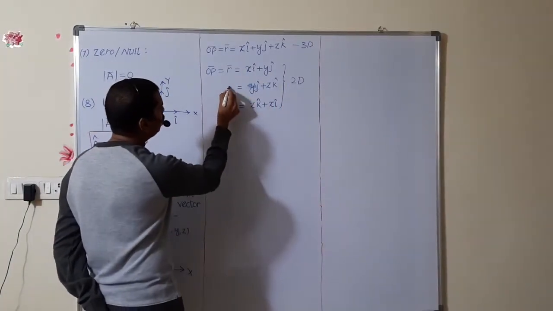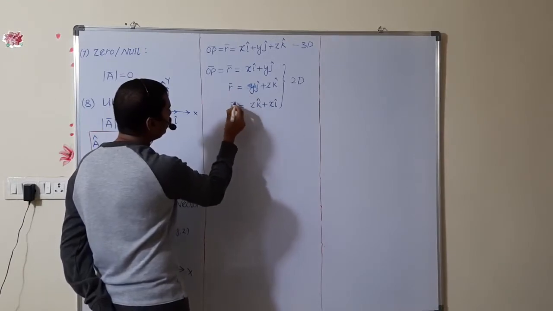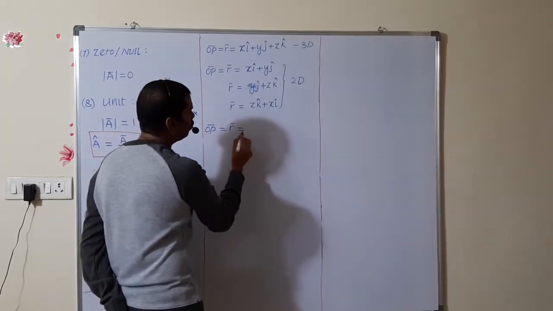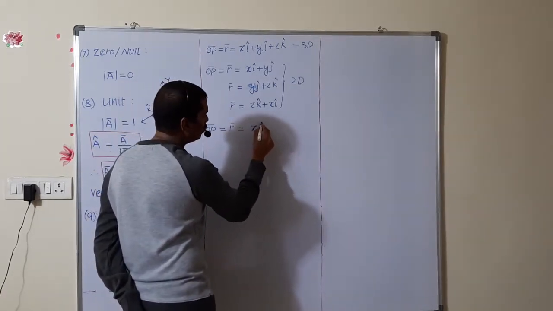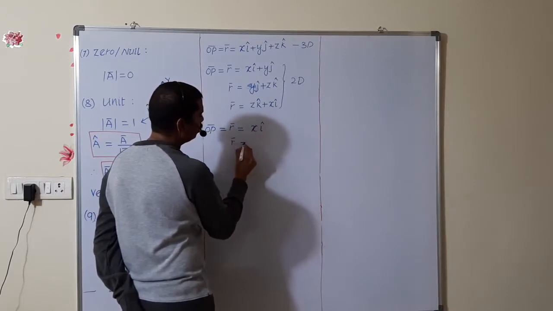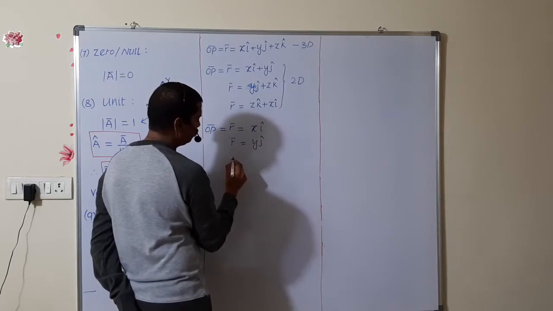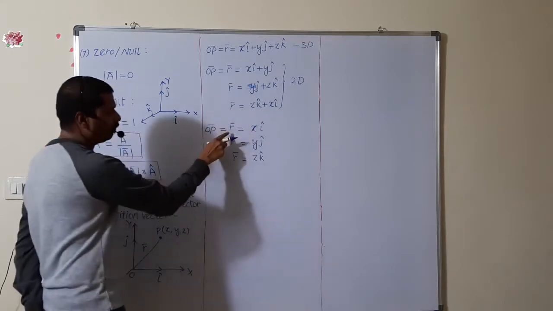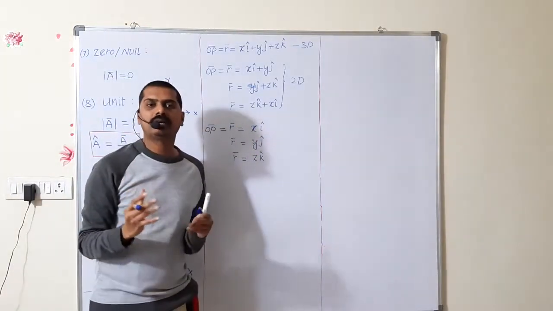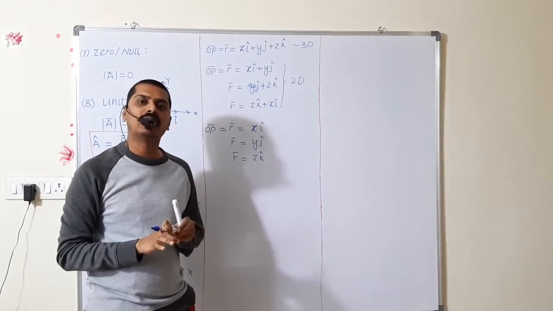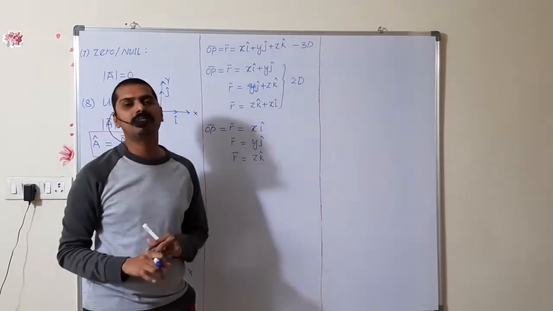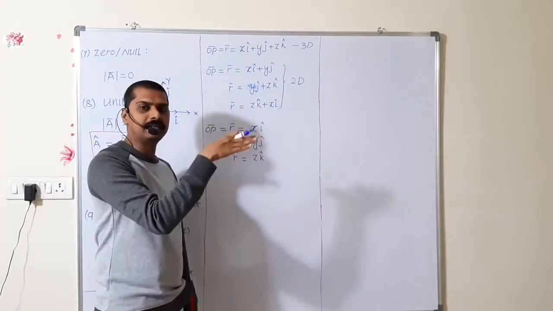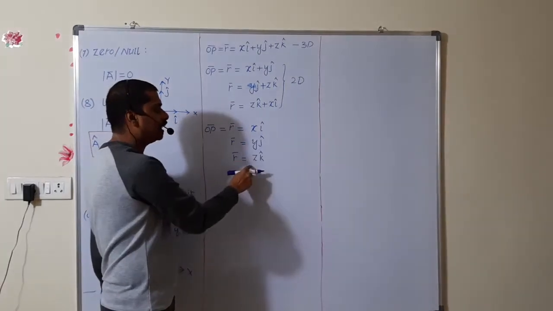Now if I write the position vector for one-dimensional motion, how can we write it? It is x i cap, or y j cap, or z k cap. Here the particle, out of three axes, changes position along any one axis. That motion is called one-dimensional motion. This motion is always a straight line. x i cap means it is along the x-axis, y j cap along the y-axis, and z k cap along the z-axis.